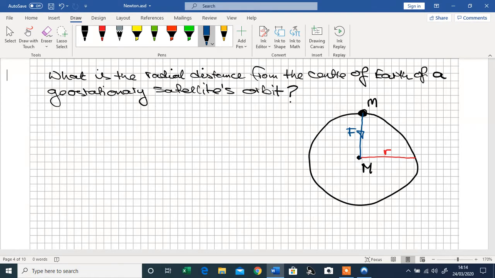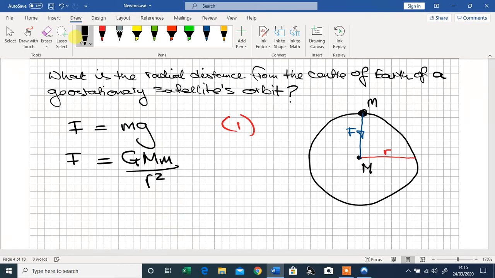But F has two forms, and one of the forms is due to the mass's weight, which is mg, which we'll call equation 1. And form 2 is due to gravitation, which is G, big M, little m, over r squared. Big G is a gravitational constant. Big M is the mass of Earth. Little m is the mass of the point mass on the Earth's surface. And r is the distance between M and the point mass. So we'll call that equation 2.